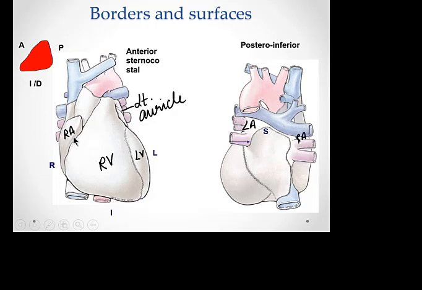So now when we look at the chambers, can you see that on the anterior sternocostal surface, you can see the right atrium, you can see a large part of the right ventricle, you can see a small part of the left ventricle and a really tiny part of the left auricle, okay? On the posterior surface, the base, most of it is formed by the left atrium, a small part by the right atrium. And on the inferior surface, because remember I turned this around, you see a large part of the left ventricle and a much smaller right ventricle. And I'll show you more pictures and it'll become a bit clearer. But I hope you've understood the borders and which chambers form them.